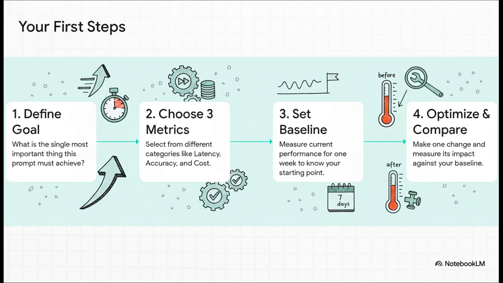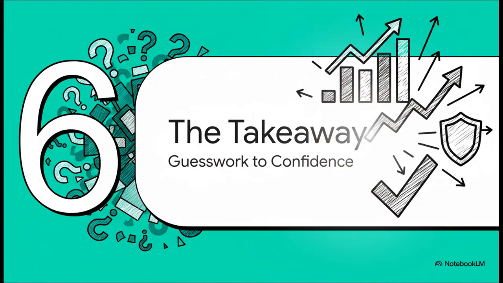And finally, step 4, make one small change and measure again. See what happened. That's it. You're no longer guessing, you're experimenting. So as we start to wrap this up, what's the big idea here? What's the fundamental shift we've been talking about? It's all about moving from that uncertain, fuzzy world of guesswork and into a world of solid, data-backed confidence.